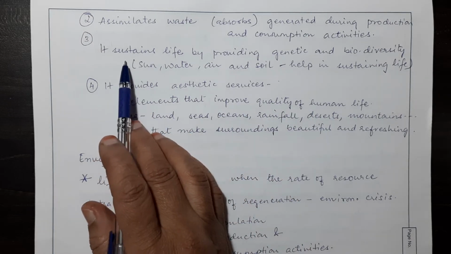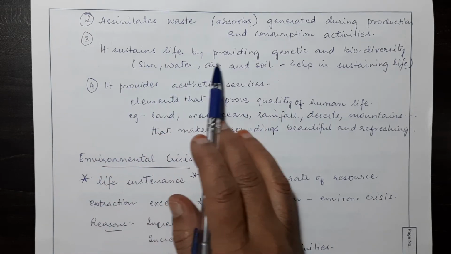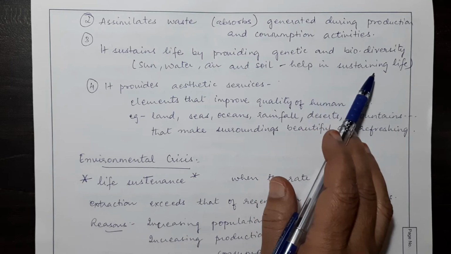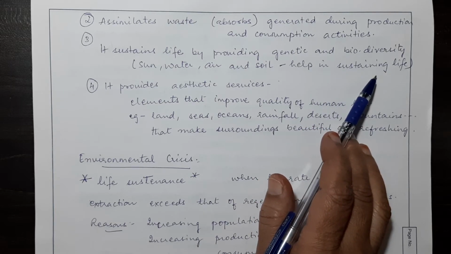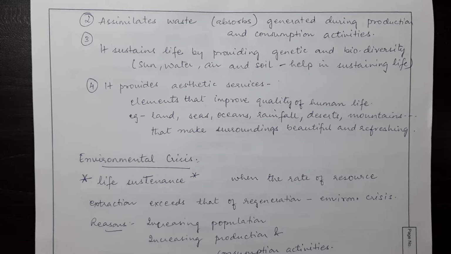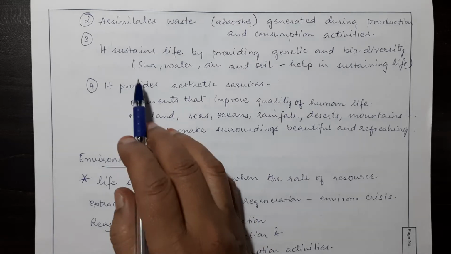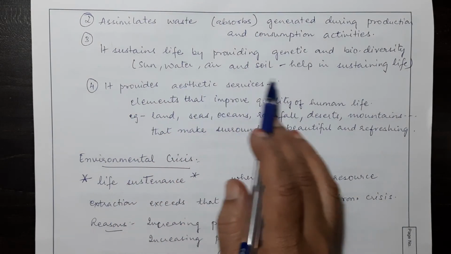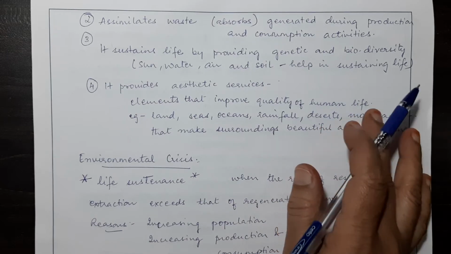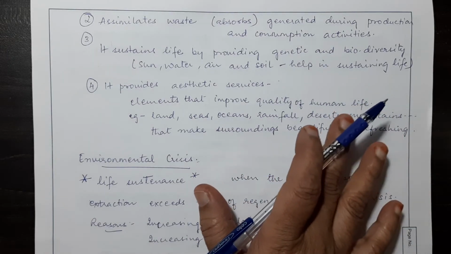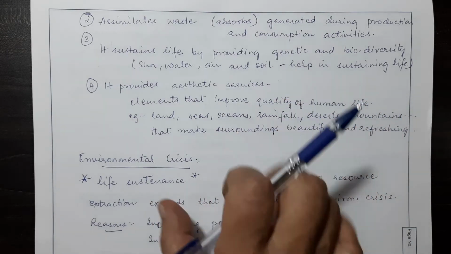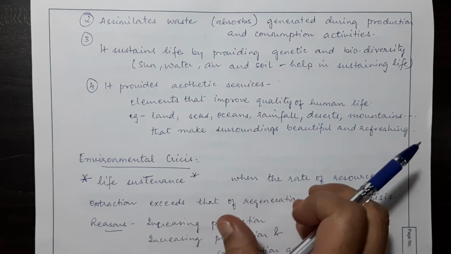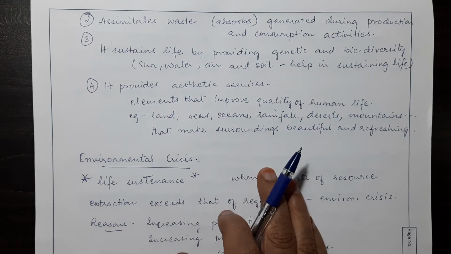The third is that it sustains life by providing genetic and biodiversity. Meaning what? It means that the sun, water, air and soil help in sustaining life, in maintaining life on the earth. So the presence of these elements corresponds to sustenance of human life.